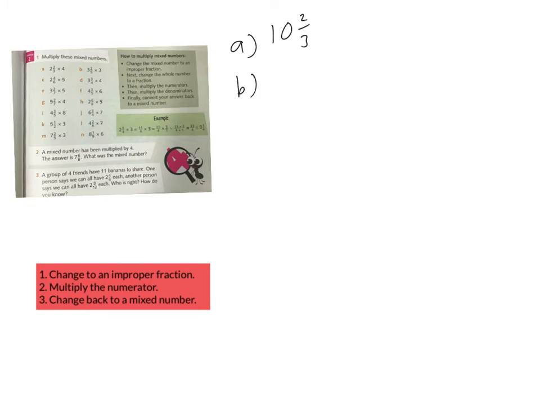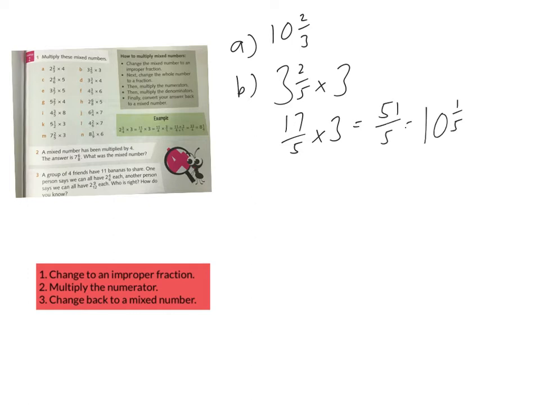So moving on to B, 3 2/5 times 3. 3 2/5 times 3. 3 5s are 15 plus 2 is 17. Change it to my improper fraction, so 17 fifths times 3. Well, 17 times 3 is 51. 51 fifths, which is 10 and 1/5 left over. C, 2 4/6 times 5.